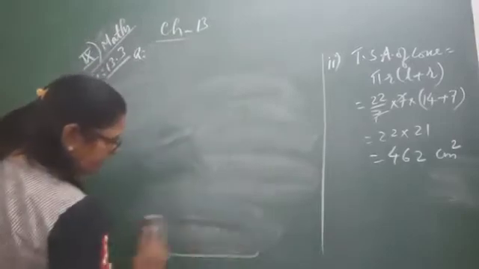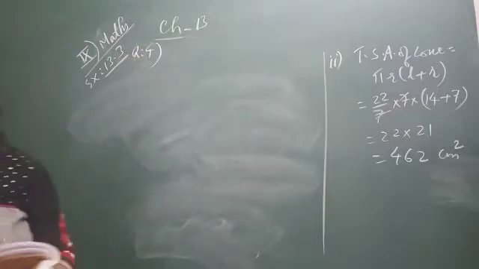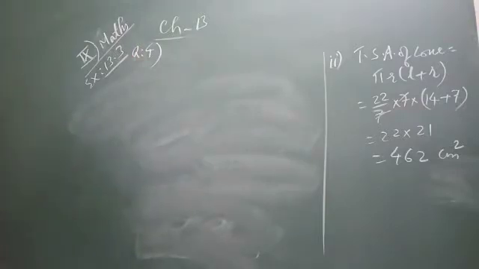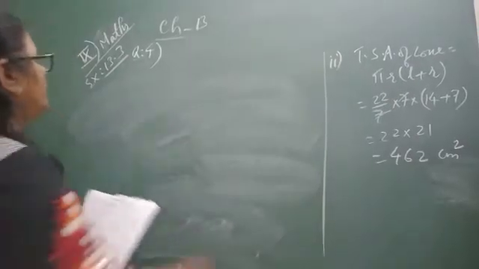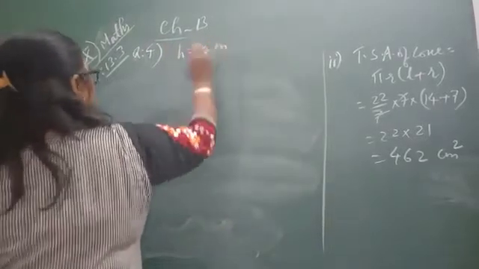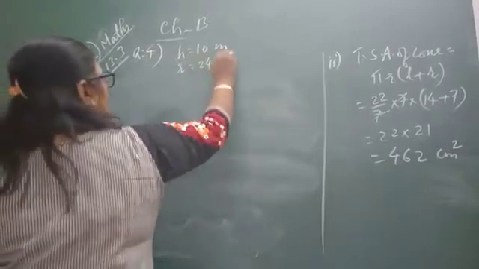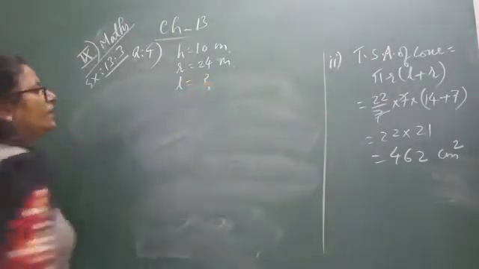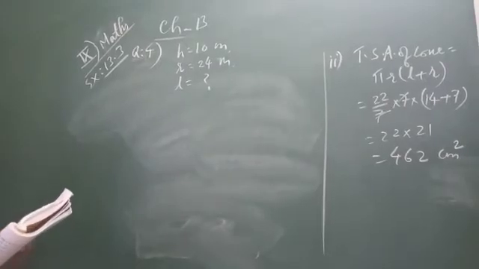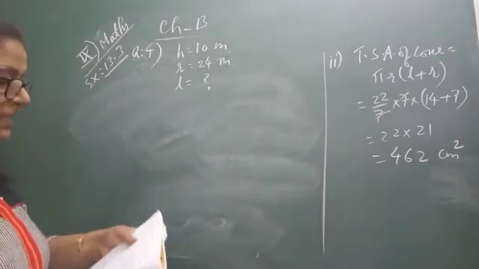Now we go to question number 4. Question number 4 is like this. Question 4 we see in the book. A conical tent is 10 meter high. High means height, that is 10 meter, and the radius of the base is 24 meter. Here we have to find the slant height, that is L, and the cost of the canvas required to make the tent, if the cost of 1 meter square canvas is rupees 70.